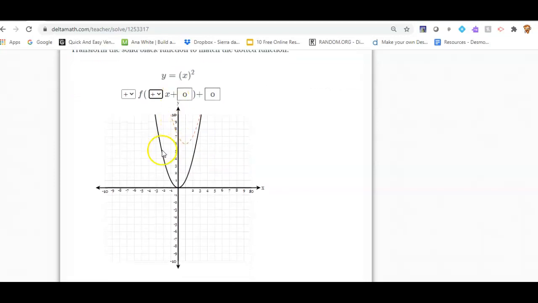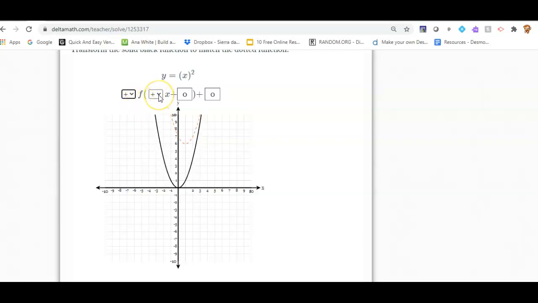Right here it says try to get this black quadratic to line up on the dotted orange quadratic. Well, remember, putting a negative before the function makes it reflect over the x-axis. So if I change it to negative, you see it kind of flips. Well, that doesn't help because I wanted it to open up and now it's opening down. So I'm going to change it back. We did not need to do that.